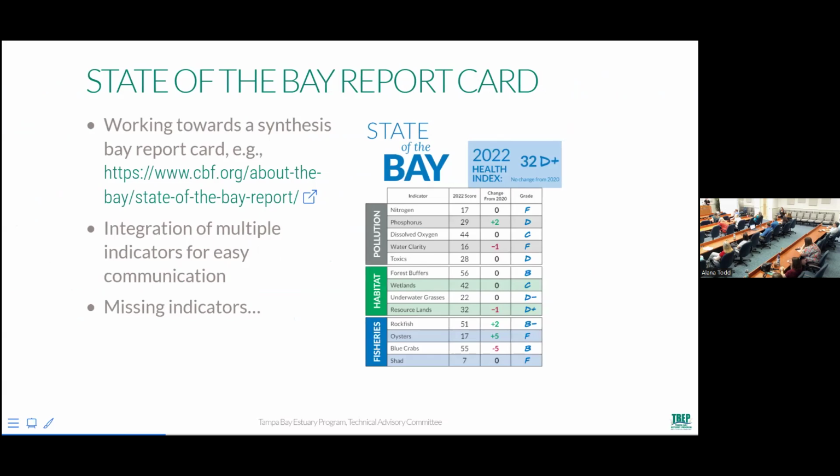And ultimately what we're going towards is a comprehensive State of the Bay report card. So there are different elements of our program, of the Bay, of environmental and ecological health that we're reporting on, like water quality, fisheries, seagrass, all of these things. But we want to roll this up into an overall Bay report card.